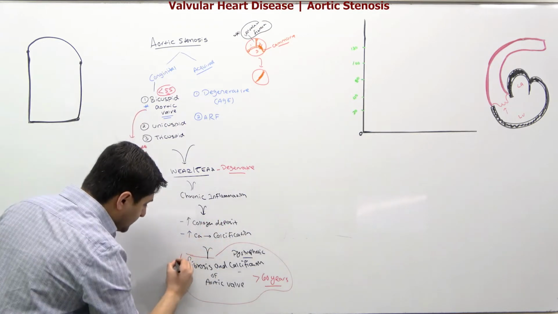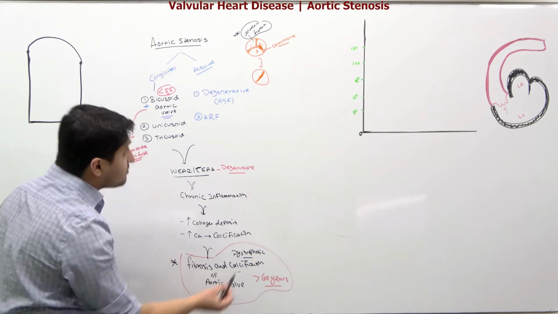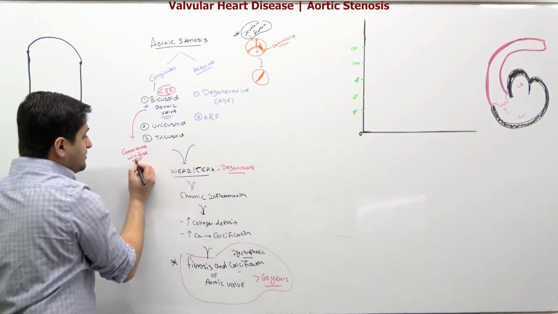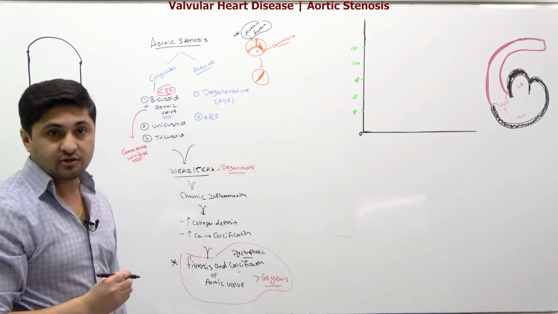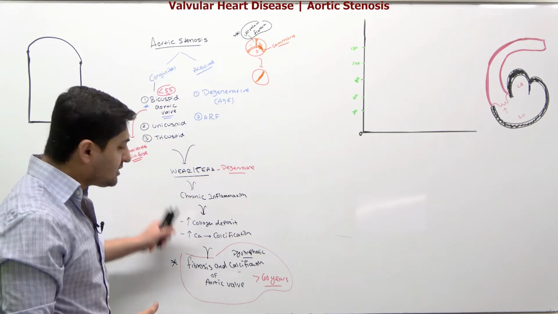This one you've got to remember, and please remember the fibrosis and calcifications that happen in the aortic valve in the degenerative or age-related form, and please remember the commissural fusion in the bicuspid aortic valve, right? And that can result in what? Aortic stenosis. You've got to remember that.